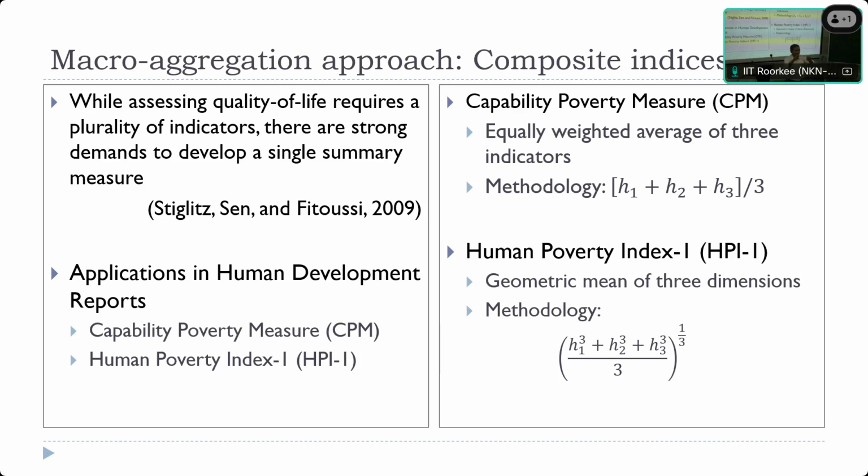If you have alpha greater than 1, it puts more emphasis on the higher value. So in case of poverty, you use alpha greater than 1. In case of well-being, where higher value is better, you use alpha less than 1. You emphasize more on the lower course. Here, you are discounting if somebody has higher deprivation in one indicator. So you use alpha greater than 1.